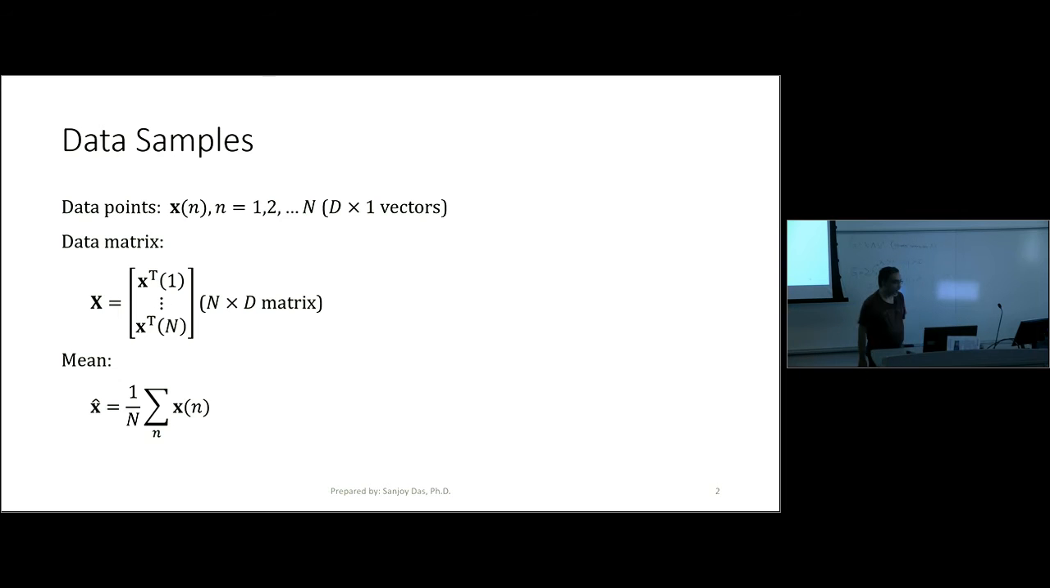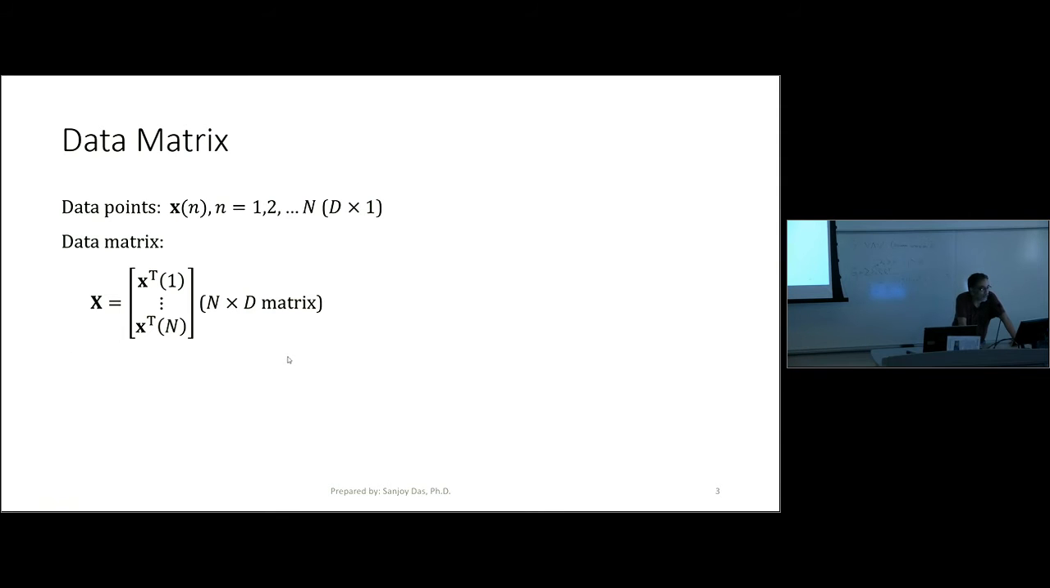Agreed? And the mean of the sample points is 1 over N summation of x(n). Correct? n is the sample index, so it goes from 1 through uppercase N. And this will be a d-dimensional vector. If we are looking at the cities in the United States, then x hat will be somewhere in Kansas, maybe, if we ignore Alaska and Hawaii. Okay, so this is our data matrix.